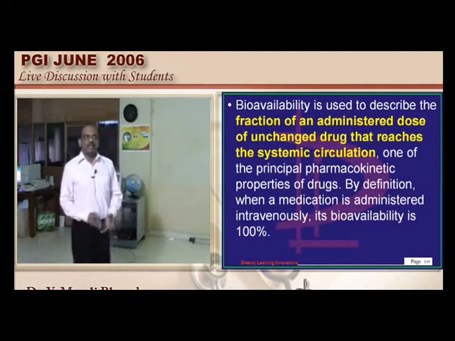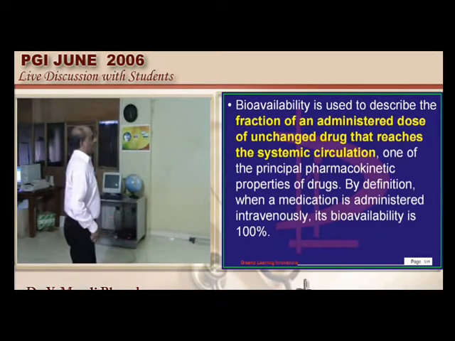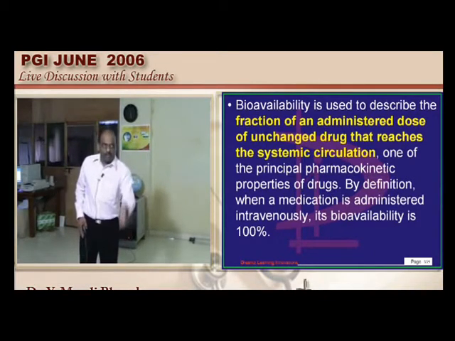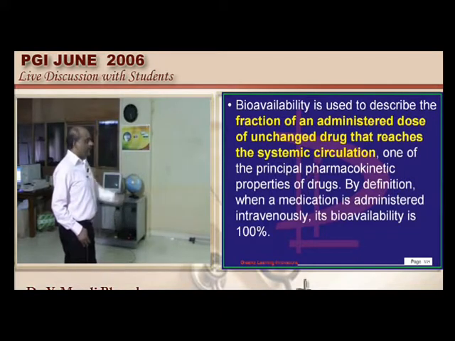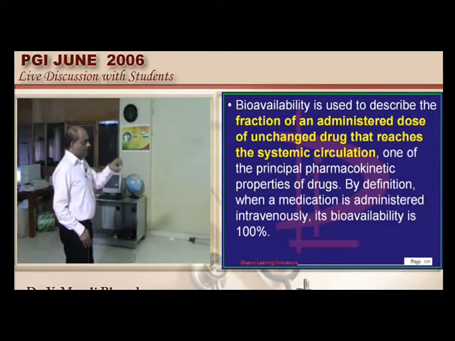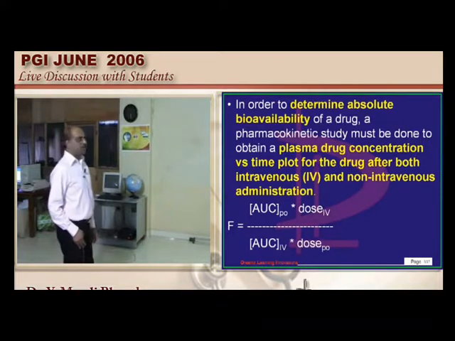So how do you know that? Give the same drug orally, give that drug intravenously, and plot it: x-axis time, y-axis the concentration of the drug, both after oral and after IV administration. So the area under the curve when given orally into the dose given by IV, divided by the area under the curve given by IV into the dose given orally. This ratio will give you what is called the bioavailability, is what you need to basically understand.